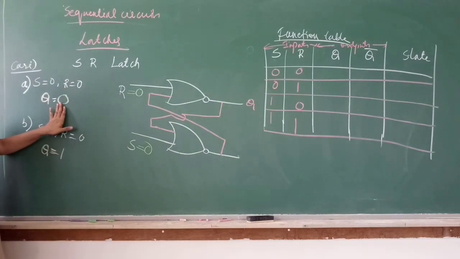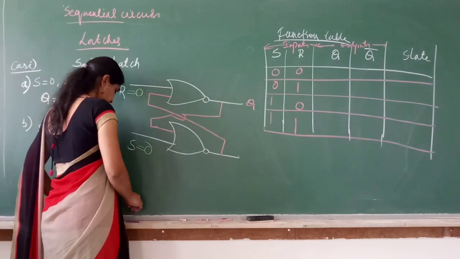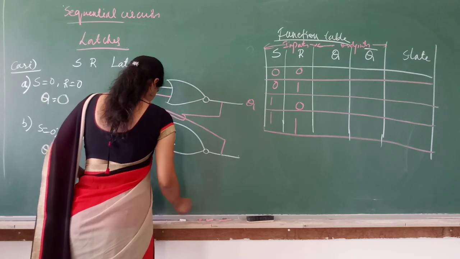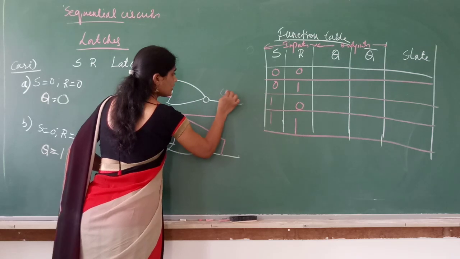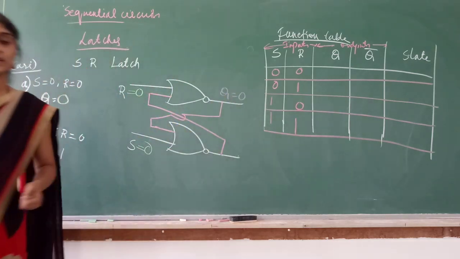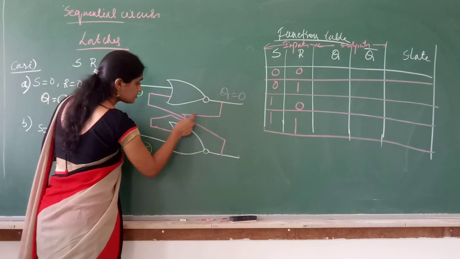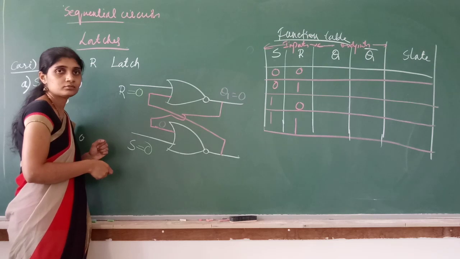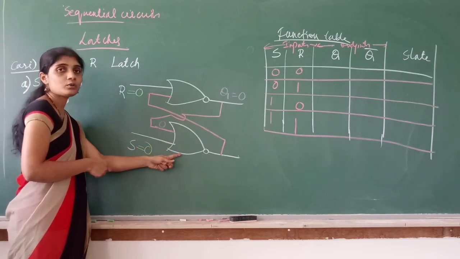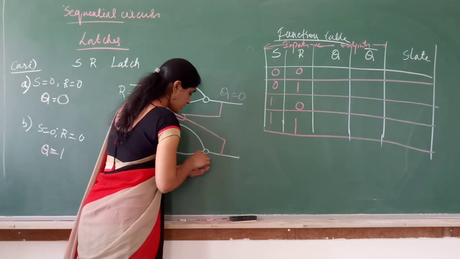Now, shall we assume Q as 0? The previous state as 0. Okay, I will assume Q as 0, the previous past history as 0. So now what happens? 0 will come here. What is 0 NOR 0? 0, 0, NOR output is what? 1. NOR output is 1. So I will write it in white.